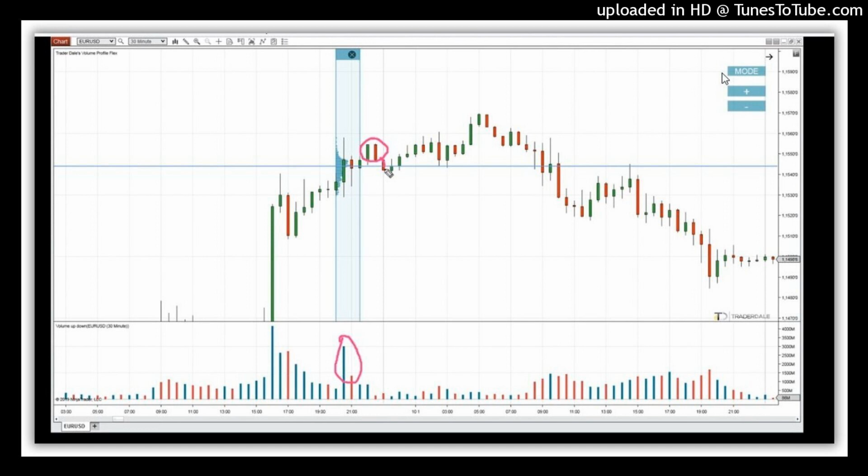Let me see if the volumes change if I move the profile, if I make it wider to see the whole peak area. This one. Okay, so now the volumes are higher. So I should probably use it like this to see the whole volume peak. Not only those candles, but this whole volume peak. As you can see, the price reacted to those volumes.